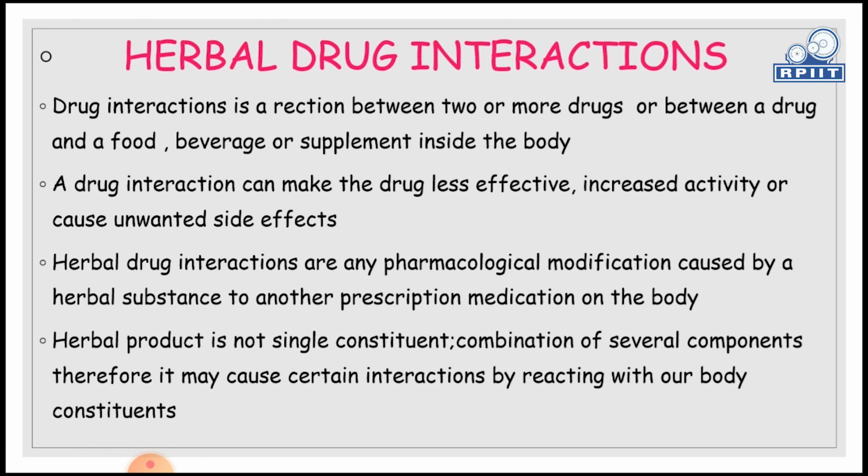Herbal drug interaction involves three types of interactions: herbal drug interaction, herbal food interaction, and herbal disease interaction. In these interactions, herbs interact with the drugs. Either they increase the effect of the drug or decrease the effect of the drug on the body. They have unwanted side effects on the body. Herbal drug interactions modify the pharmacological action of the drug on the body. So they must be taken with proper care and in the prescribed form only.